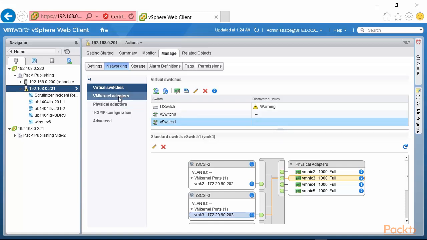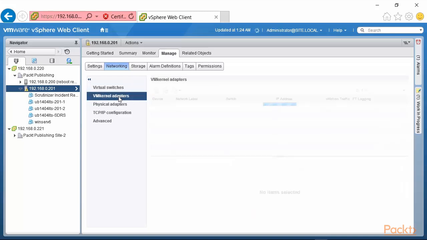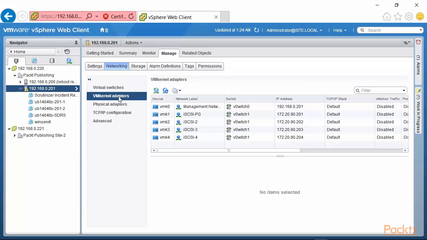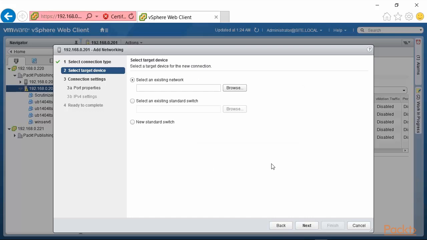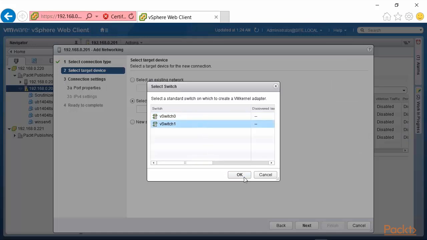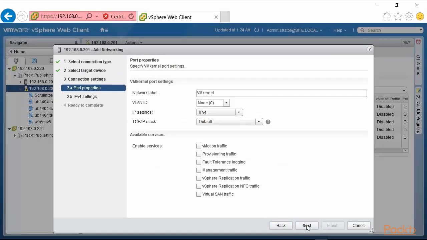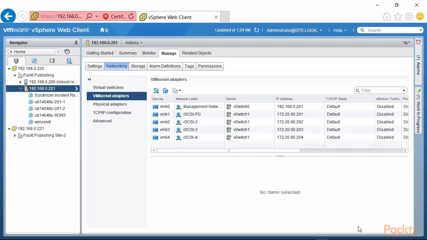The process of creating the VM kernel adapters you are all familiar with. This is an advanced course, so I'm making that assumption. You basically go to your host networking, add a VM kernel adapter, you hit next, all right, and I'm using a standard switch. I use my vSwitch 1, click on next, and basically that's where you specify the labels and stuff like that, and you don't need to check any of these services here, and then click next and you're off and running. Okay, so that takes care of it from the networking side.